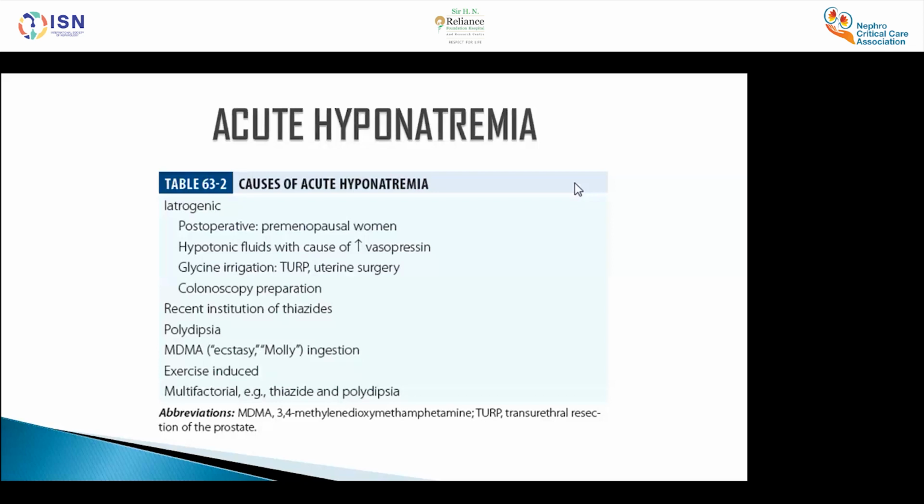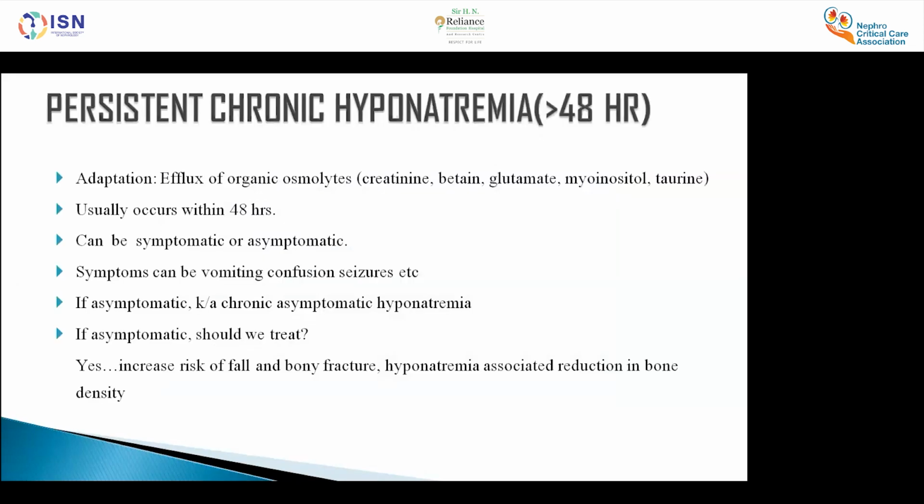So the causes of acute hyponatremia are first of all iatrogenic, that is in postoperative premenopausal women, hypotonic fluids in patients having increased ADH secretion, glycine irrigation as in TURP, colonoscopy preparation, polydipsia, MDMA ingestion. MDMA is a potent stimulator of thirst and ADH, that's why it can lead to acute hyponatremia. Exercise-induced is multifactorial. Recent initiation of thiazide diuretic can also cause acute hyponatremia.